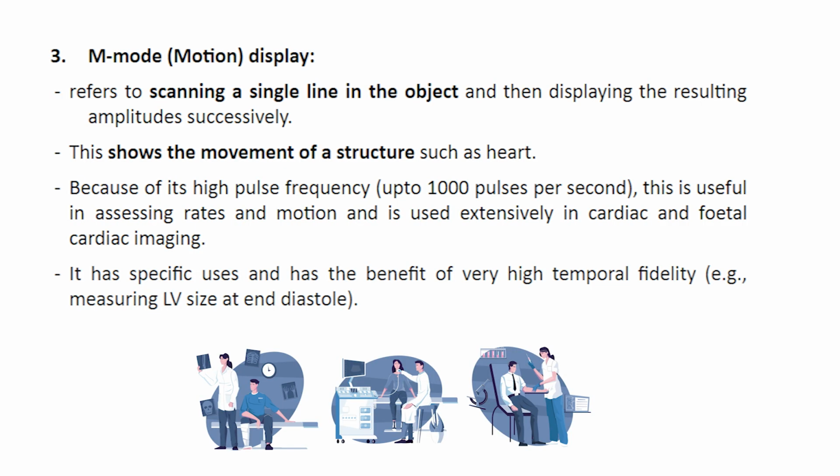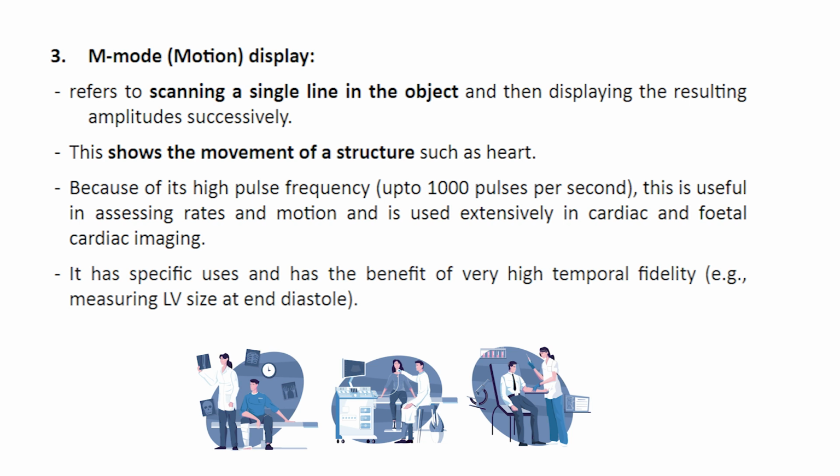Third mode is M mode, which we call motion mode display. It refers to scanning a single line in the object and then displaying the resulting amplitudes successively. This shows the movement of a structure such as the heart.